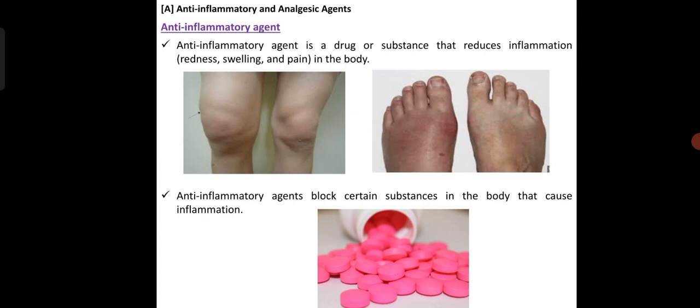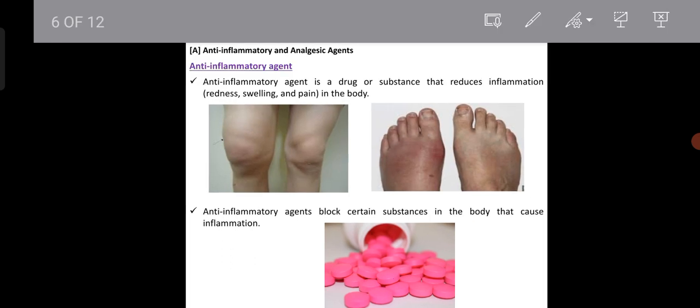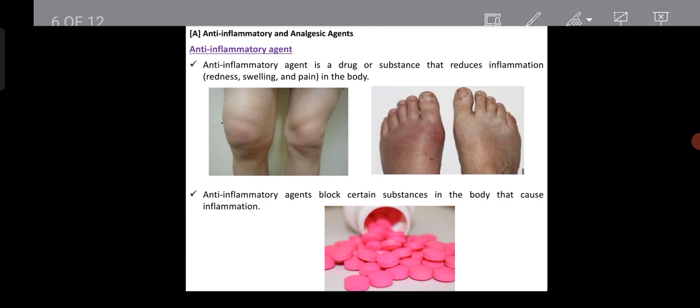Anti-inflammatory agents block certain substances in the body that cause inflammation. In the picture, I show you tablets of Brufen, which are painkiller tablets, and these painkiller tablets have an anti-inflammatory effect on our body.